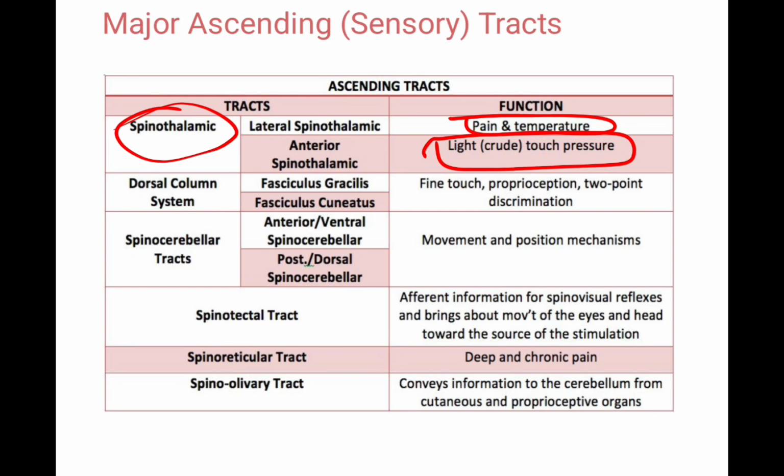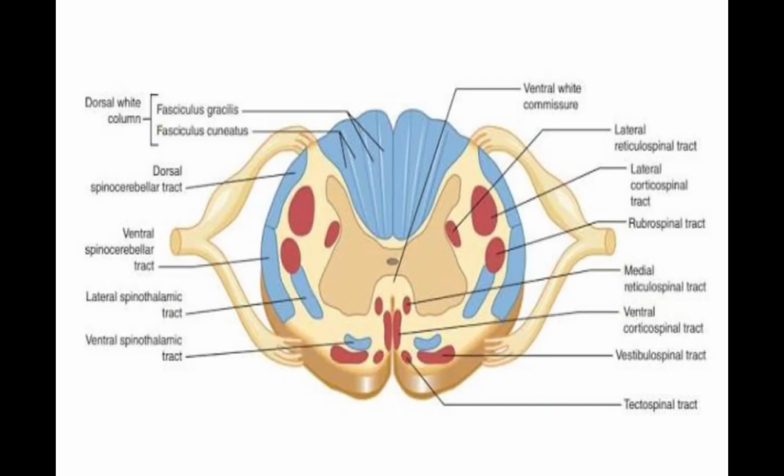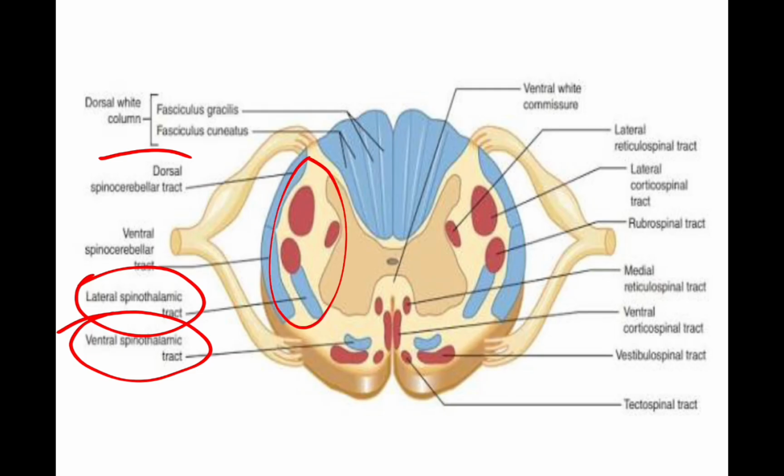Now we have the spinothalamic. As you can see, this is the ventral spinothalamic tract and the lateral spinothalamic tract. The lateral spinothalamic tract is in the lateral funiculus. The ventral spinothalamic tract is in the ventral or anterior funiculus. So that's that about that.